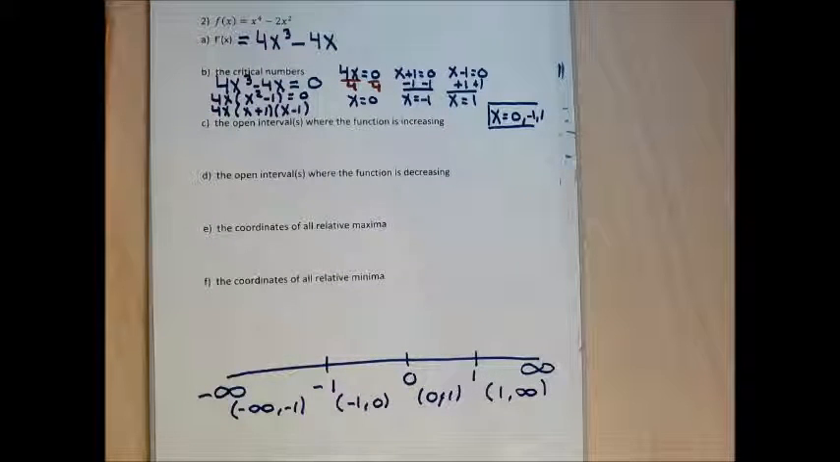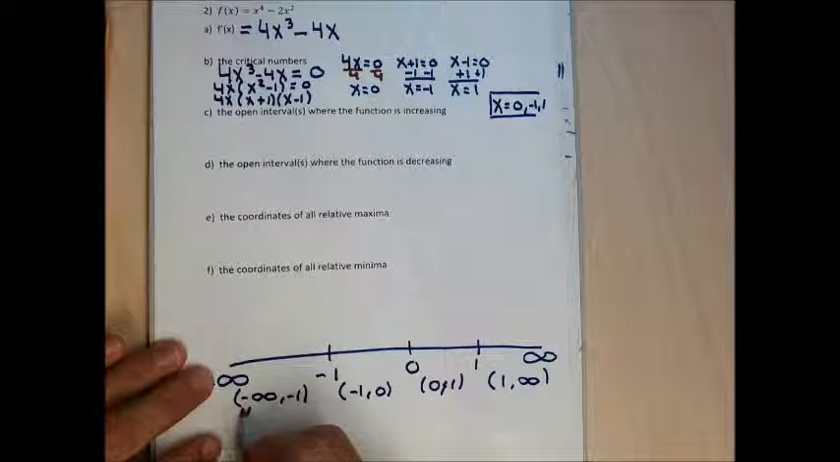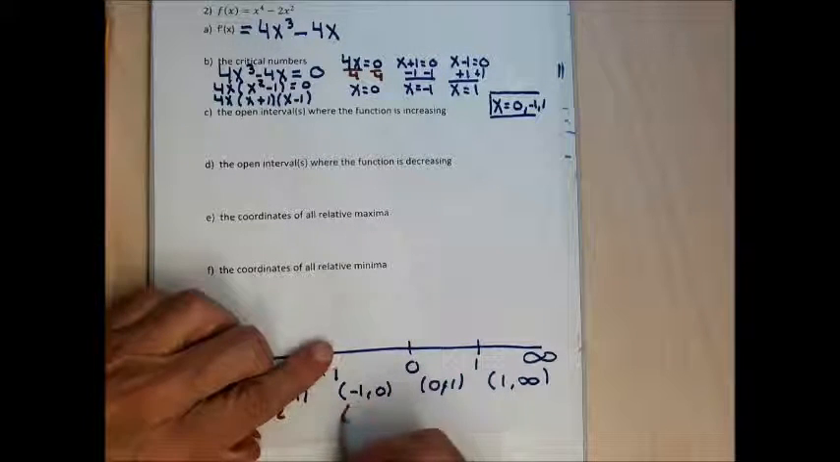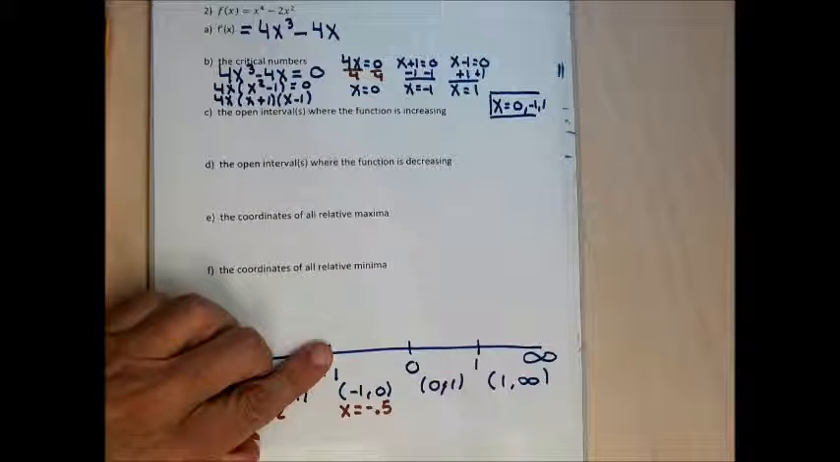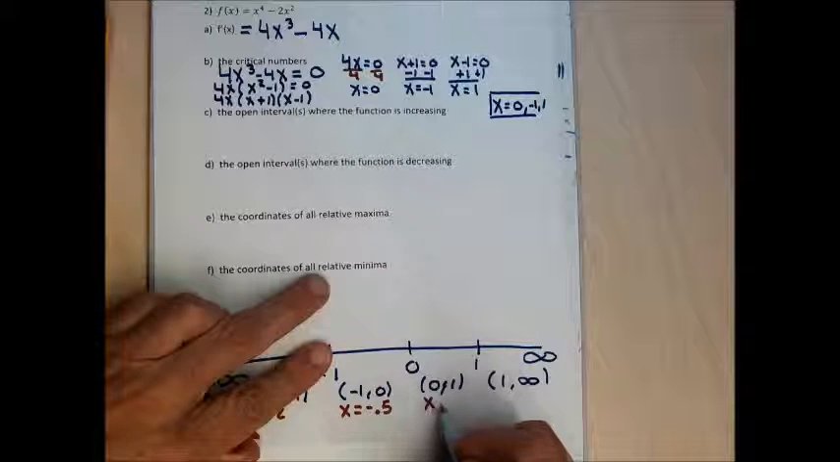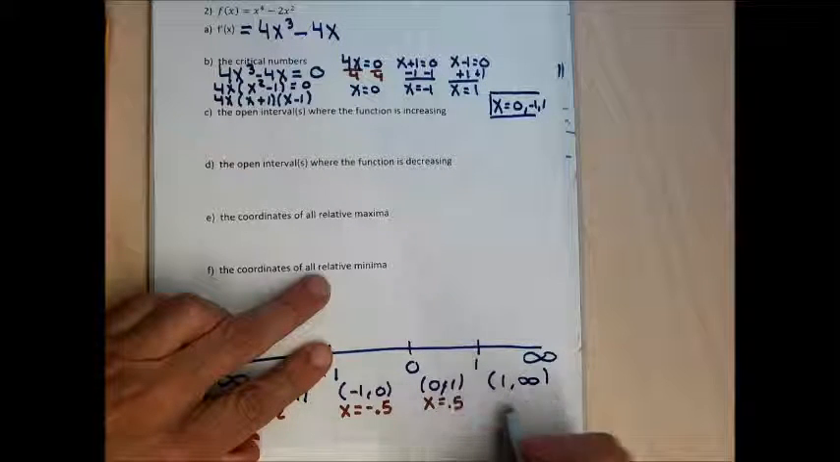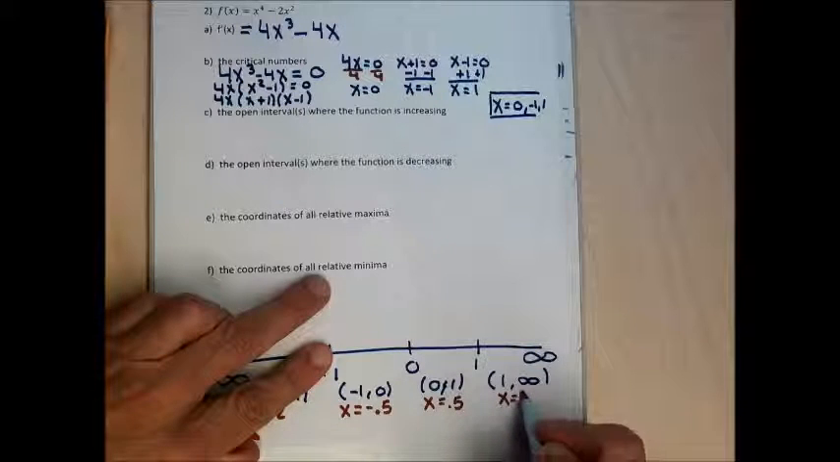In each interval, I need to pick a number that's not an endpoint, but that's in the interval. For the first interval, I'm going to pick x equal negative 2. It's a number in that interval. In the second interval, I'm going to pick x equals negative 1/2, or negative 0.5, which is in between negative 1 and 0. In the third interval, I'm going to pick x equal to positive 0.5. In the last interval, I'm going to check x equal to 2.